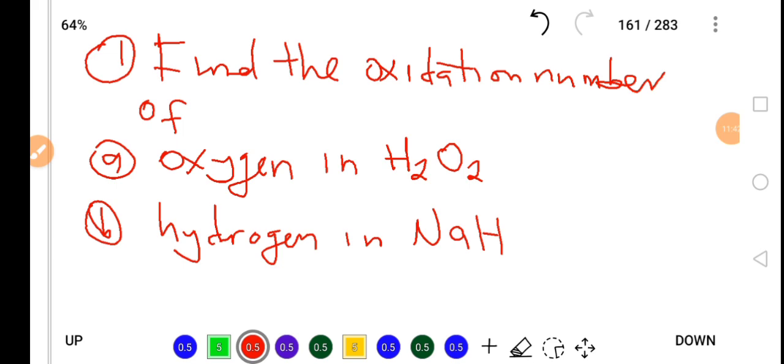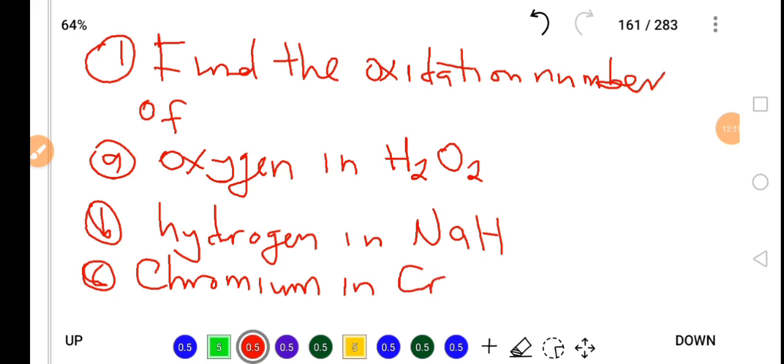What else can I add? Maybe I can add this one. C, chromium in dichromate 7, with a charge. Okay.